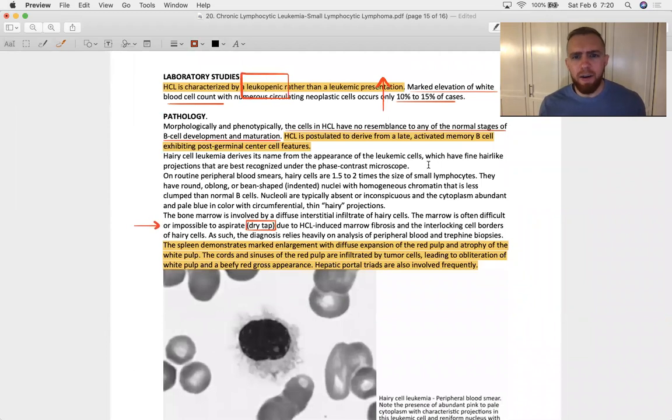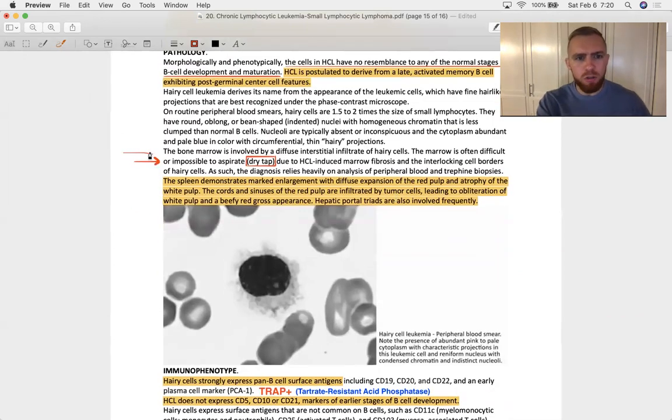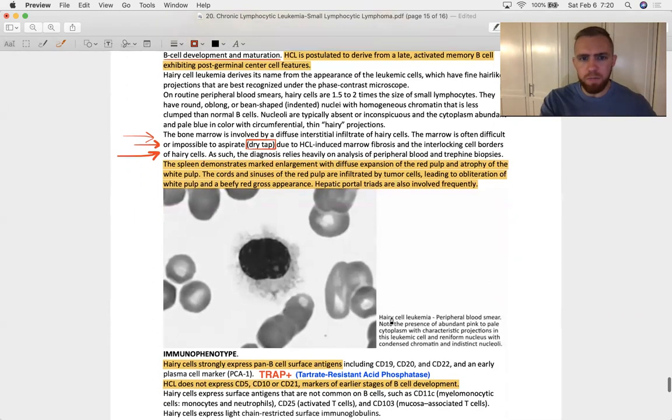The cells in hairy cell leukemia don't look like any other B cell. They don't look nothing like them. It's like, man, you've really changed. Hairy cell leukemia is postulated to have derived from a late activated memory B cell with post-germinal center features. Something else you also want to make note of: if you were to look at this patient's bone marrow, you would probably get a dry tap. So that's something else you can put in the constellation of hairy cell leukemia findings.